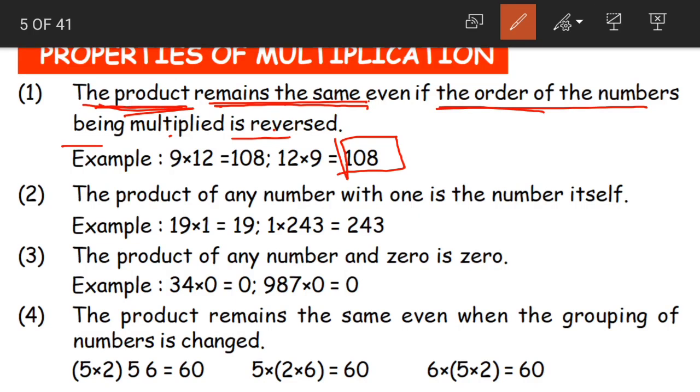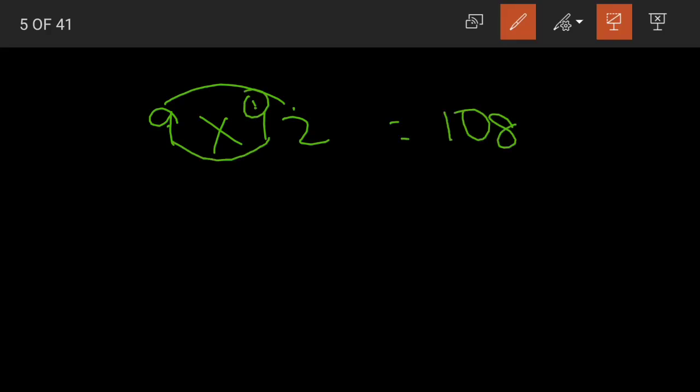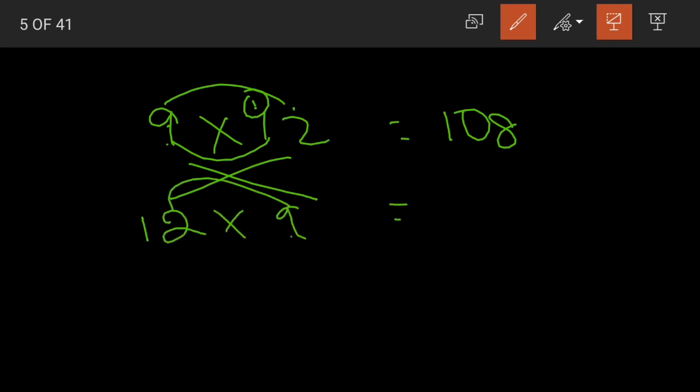Yes, let us take here what example did they give? 9 into 12. See, how can we do this? 9 into 12, 9 twos are 18, 1 carried, 9 ones are 9 plus 1, 10. Now changing the order, reversing the order. 12 comes first and 9 comes second. 9 twos are 18, 1 carried, 9 ones are 9 plus 1, 10.